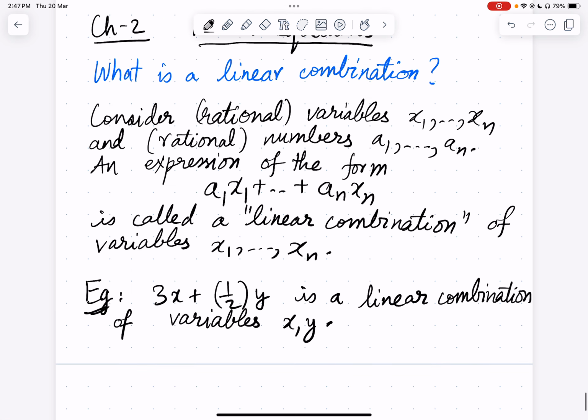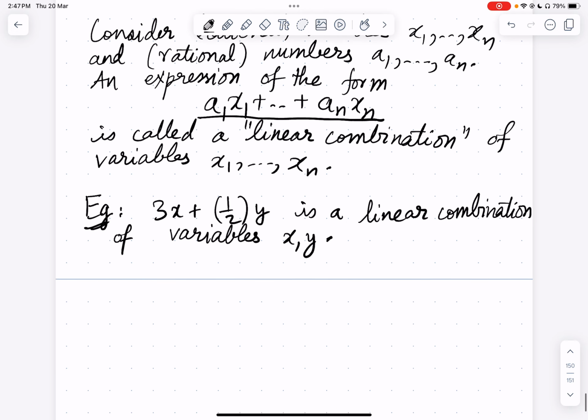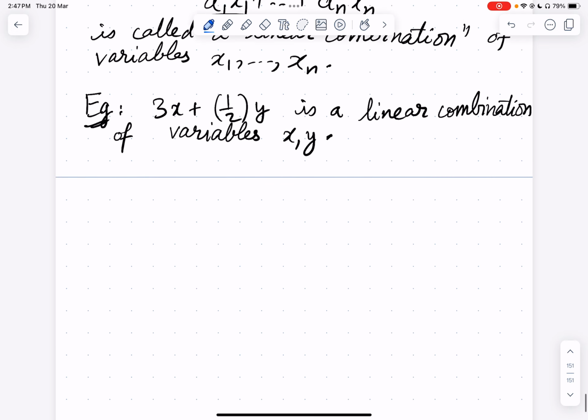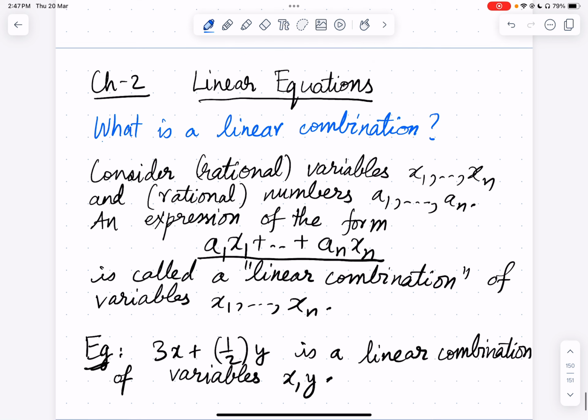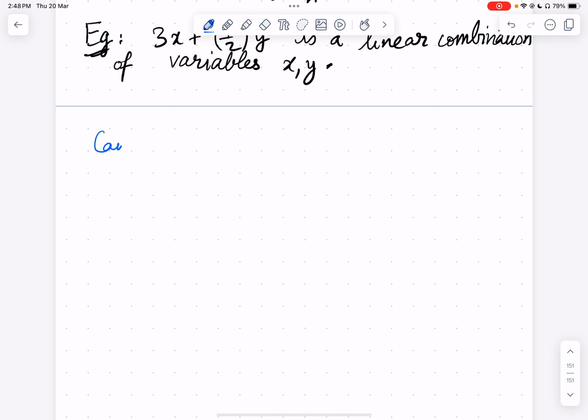Consider variables x1 through xn and numbers a1 through an. An expression of the form a1 x1 plus so on till an xn is called a linear combination of variables x1 through xn. Okay. For example, 3x plus half y is a linear combination of variables x and y. We can ask, can we solve systems of linear equations?